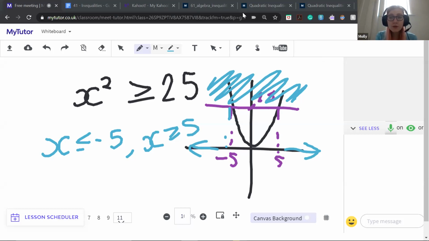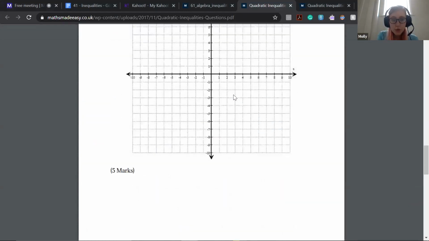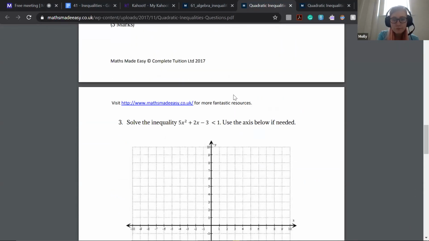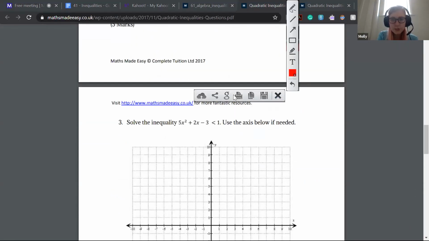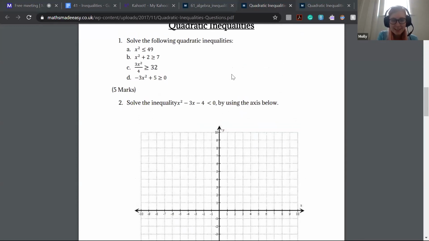So let's have a look at how to do the most complicated one that we can get, which I promise still isn't too bad at all. So let's solve this inequality here. No, let's not, because that's too hard to factorize for the first one. Let's solve this inequality.